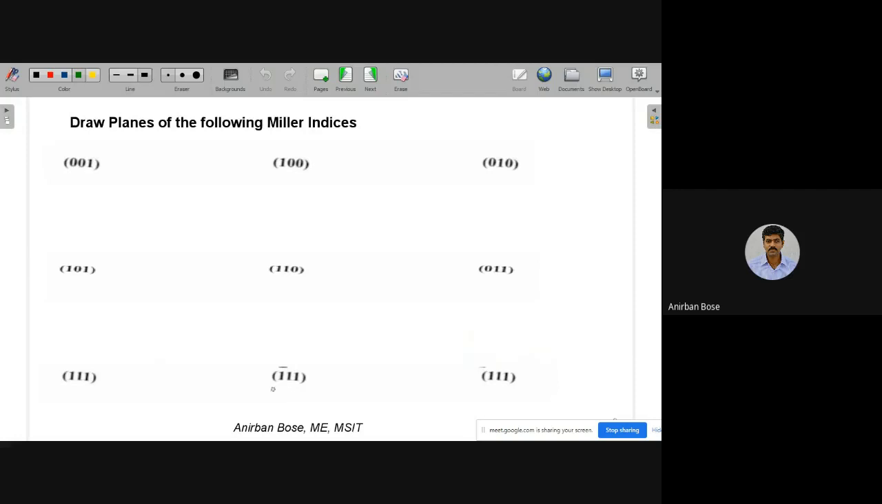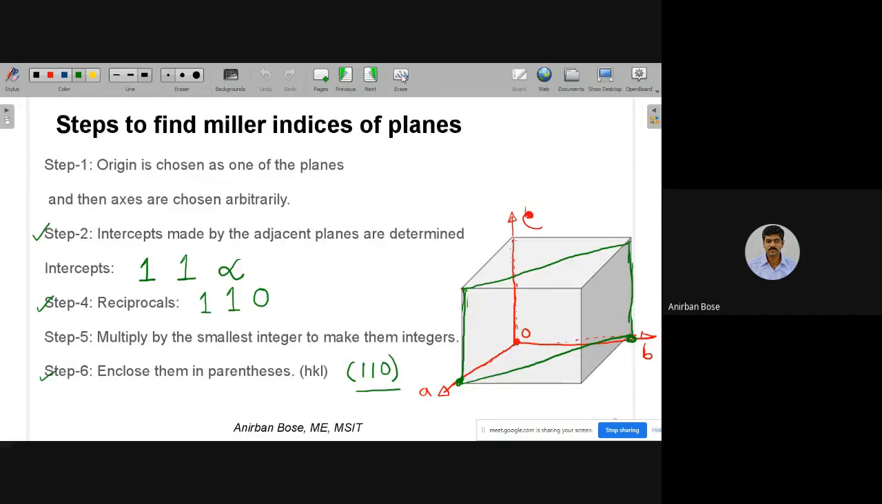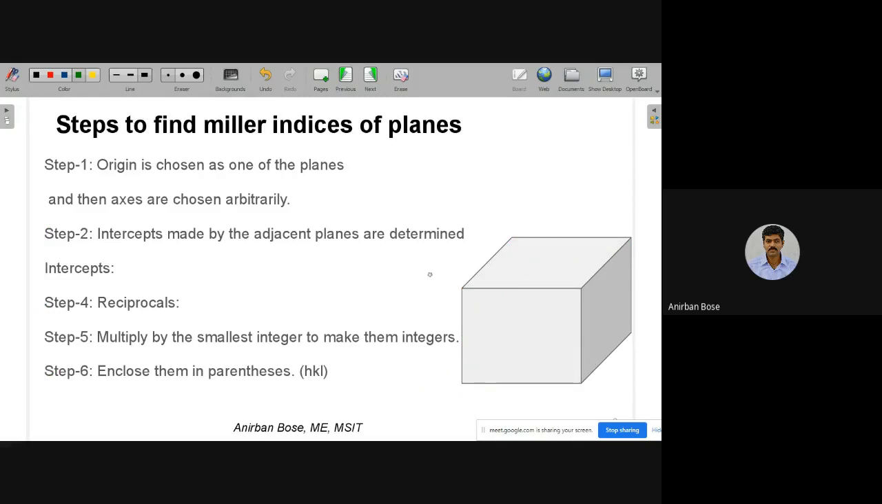Suppose we are solving this problem, 1 bar 1 1. We want to solve this problem 1 bar 1 1. How can we draw it? So let us draw it here. This particular plane we have to draw. So first, okay, this is origin, this is A, this is B, and this is C.